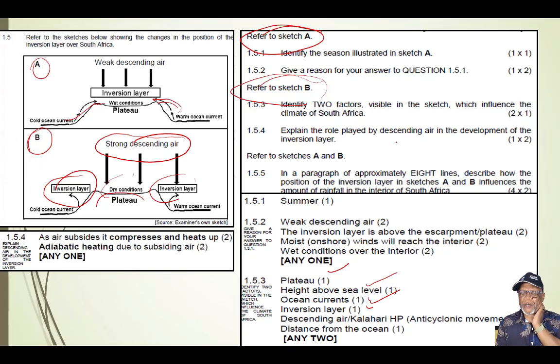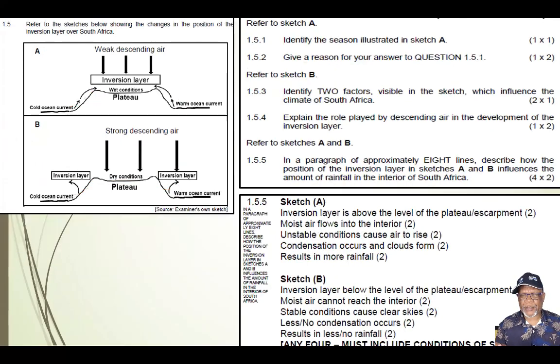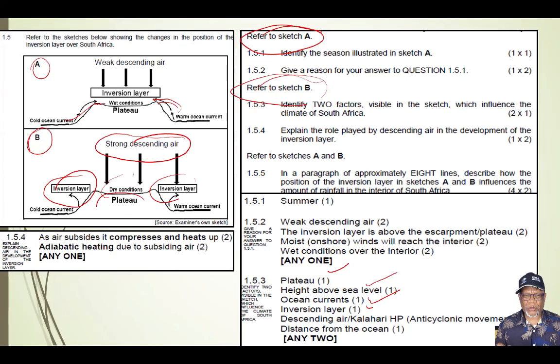Explain the role played by descending air in the development of the inversion layer. What role is played by descending air in the inversion layer? Air subsides, it compresses and heats up. Subsiding air compresses and heats up, and there is adiabatic heating due to subsiding air. Now let's look at 1.5.5. In a paragraph of approximately 8 lines, these are the questions that nobody should ever leave. You should never leave these questions.